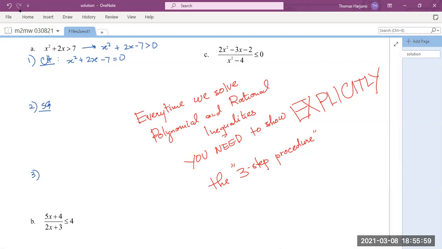Now, you may not be able to factor it, but that doesn't mean it's not solvable. You still can solve it with another method. In this case, I think completing the square will be good. Sign graph, and then the third step is the solution. Likewise for part B, but I think part B, it's still easy to find the critical numbers. And part C, of course, you need to factor it.